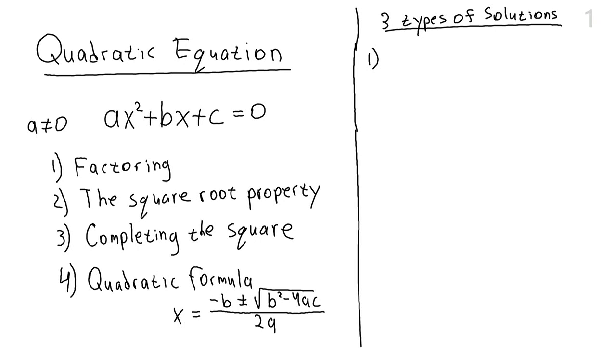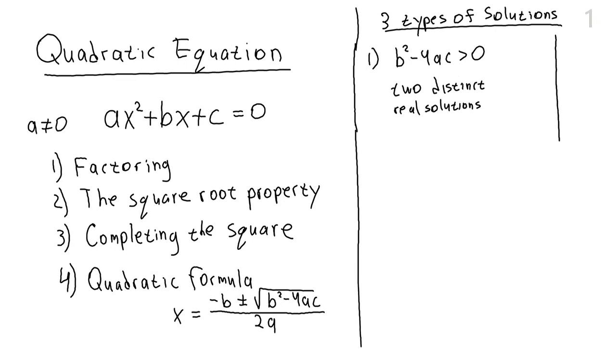First scenario is that what's under the square root sign, which is called the discriminant, is positive. If something's under the square root is positive, this means it's a real number. And so the quadratic equation has two distinct real solutions. Distinct real solutions.